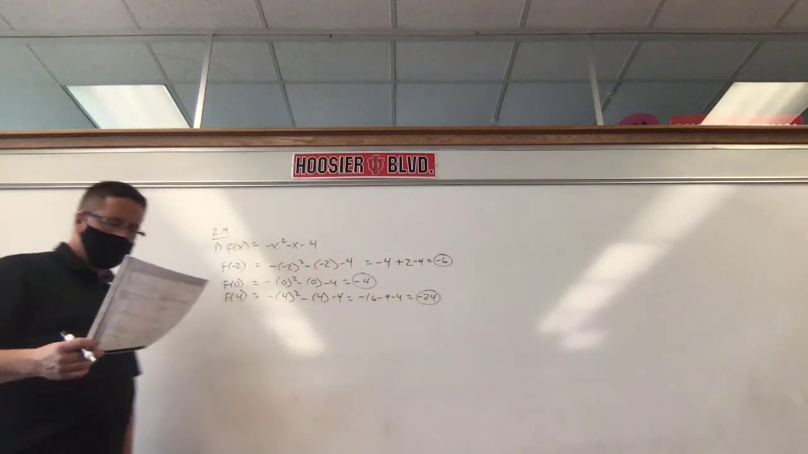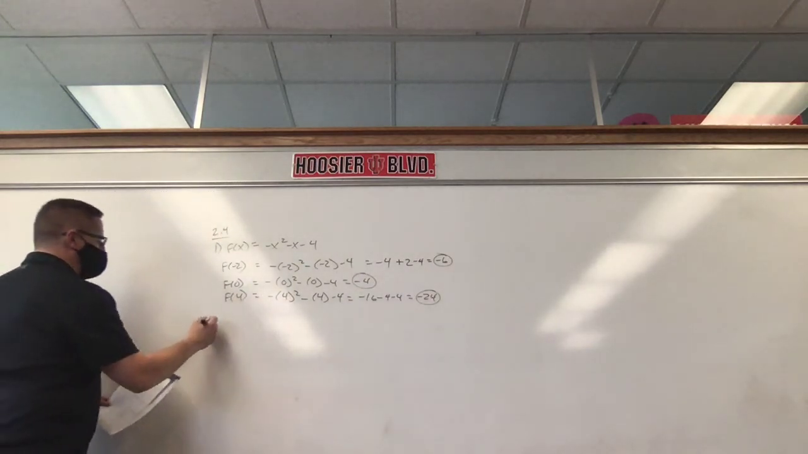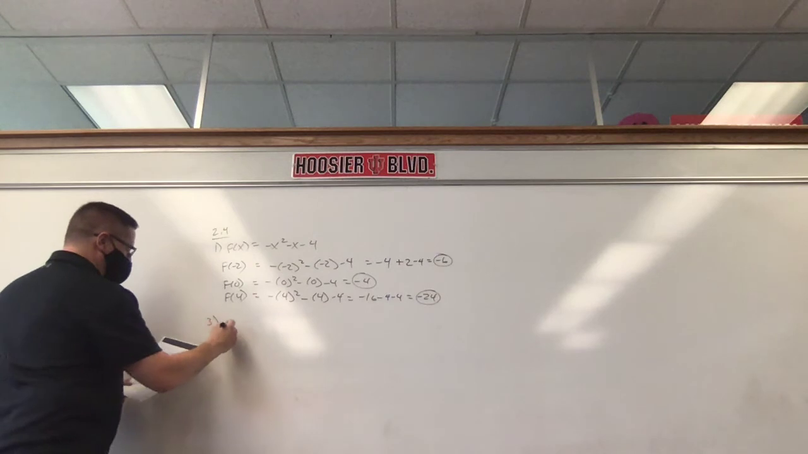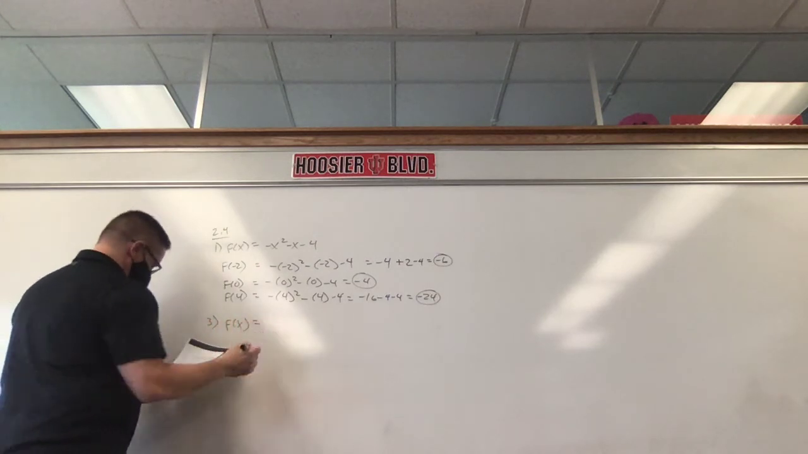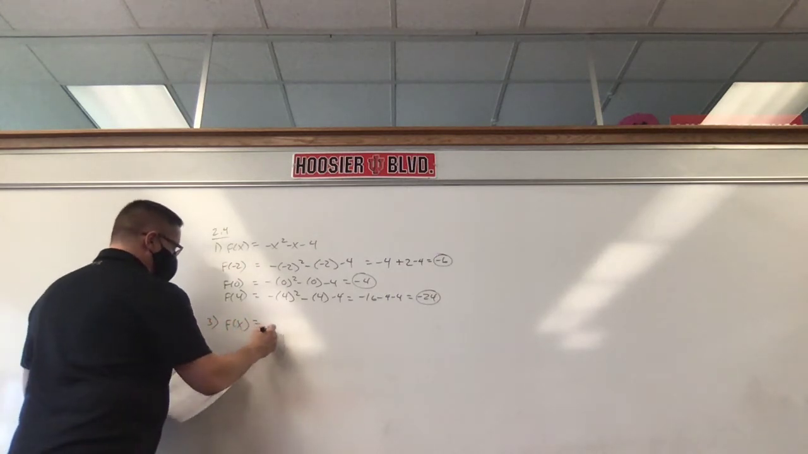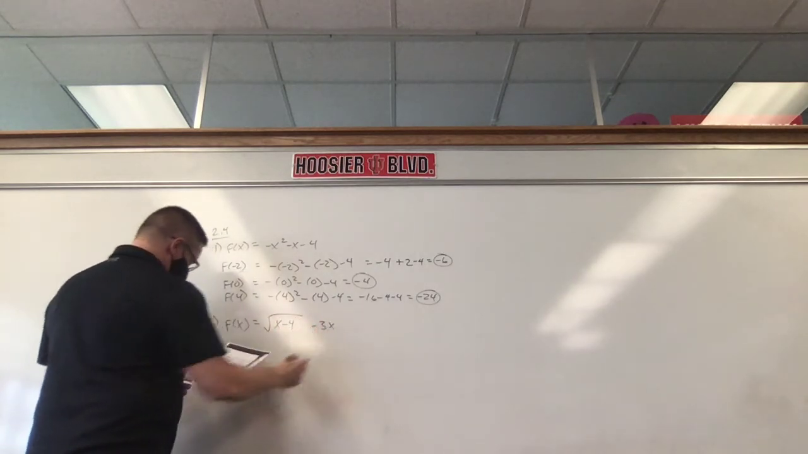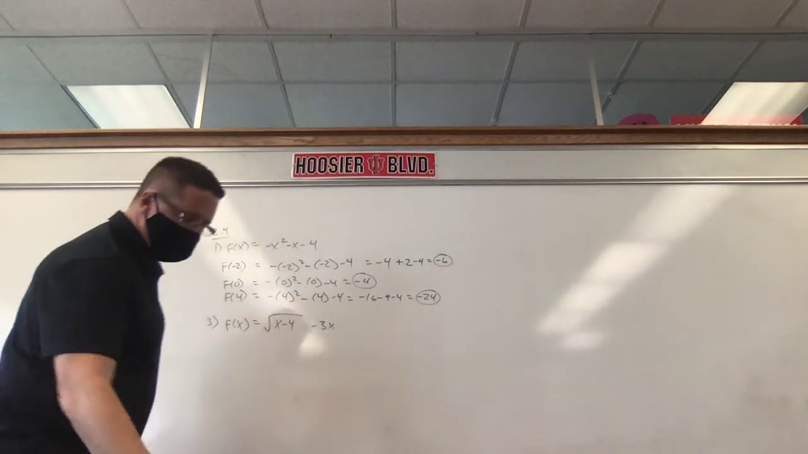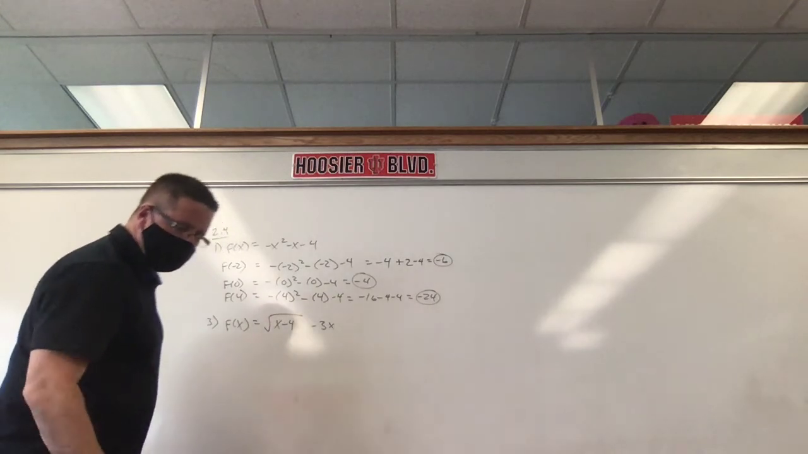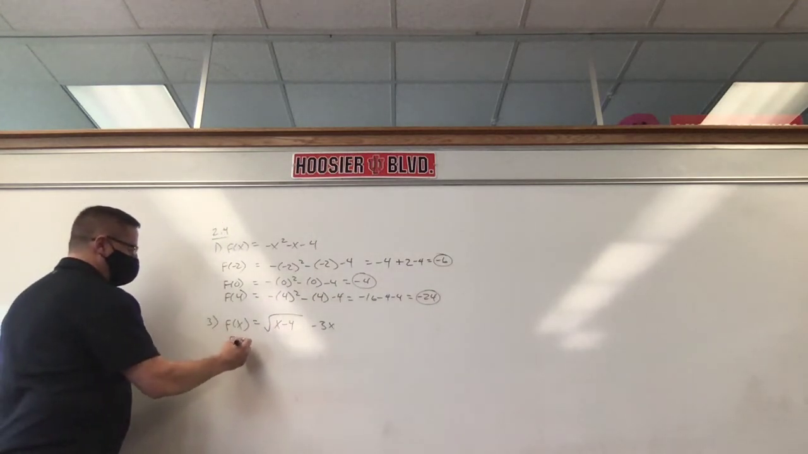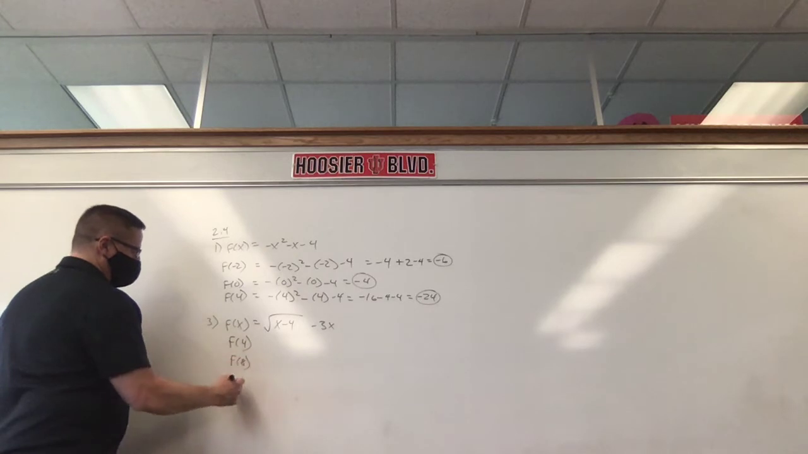Okay. Number 3, different function, same type thing. This time the function is f of x equals radical x minus 4 minus 3x. And they want 4, 8, and 13. Find f of 4, 8, and 13. f of 4, f of 8, and f of 13.